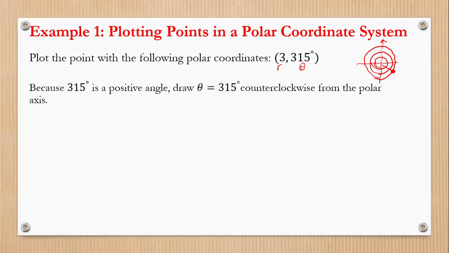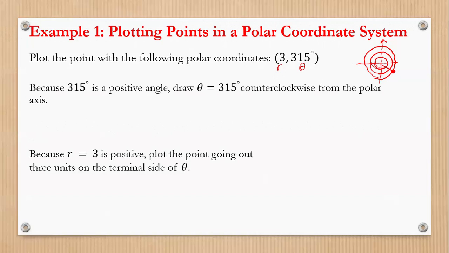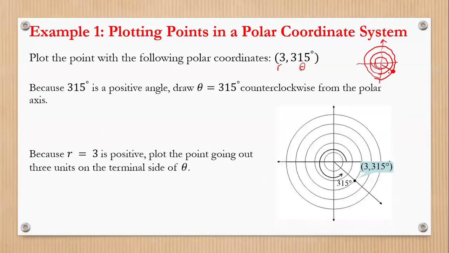Okay, when the angle is 315 degrees and it's a positive angle, we have to go counterclockwise, and since r is 3 and it's also positive, we have to plot the point in the same direction as the terminal side of the angle. But what do we do if r is negative? If r is negative, we find the point in the opposite direction, and I will show you in the next examples. And that is the point that we get.